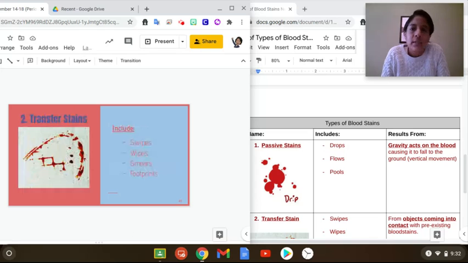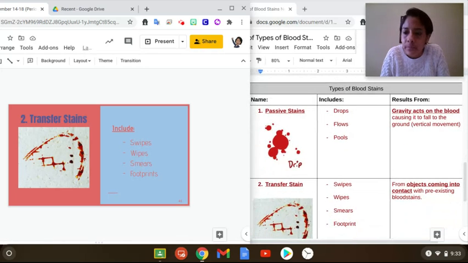The next type of stain are what we call transfer stains. This one sounds like its name, so the blood is being transferred. There's an original blood stain somewhere, and then it gets moved. So these include things like swipes, wipes, smears, and footprints. We also have fingerprints and other things here.